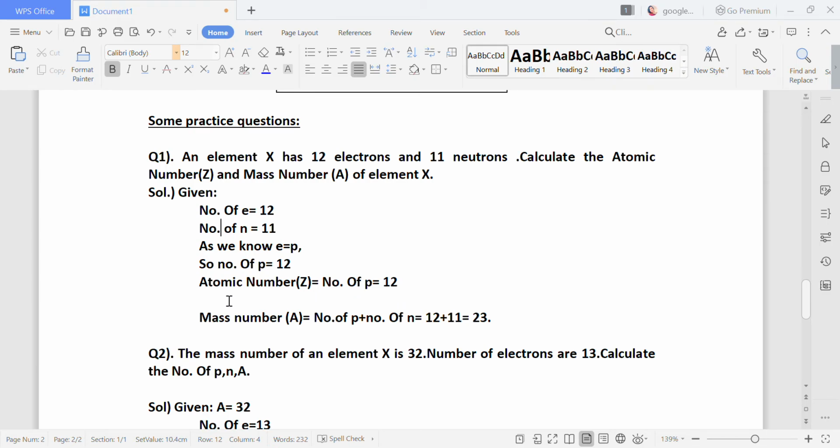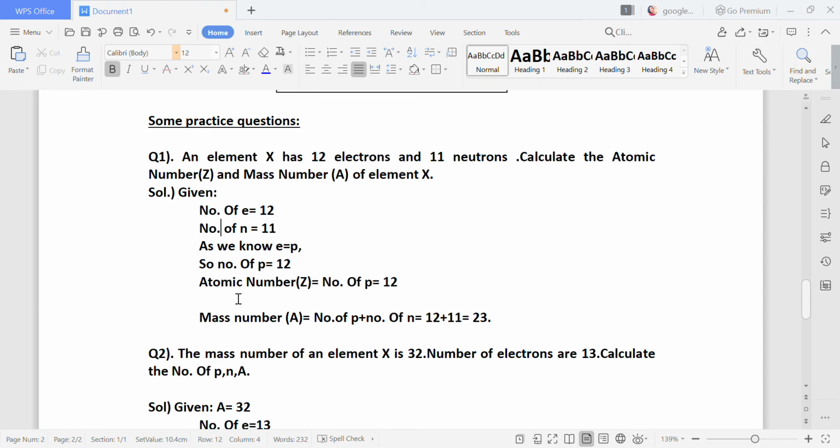Why? Because what is the formula of atomic number? Atomic number is equal to the number of protons. So you saw, we have got only electrons, but because we have got electrons, we could find out protons also, we could find out atomic number also, right? So the atomic number of the element was also 12.